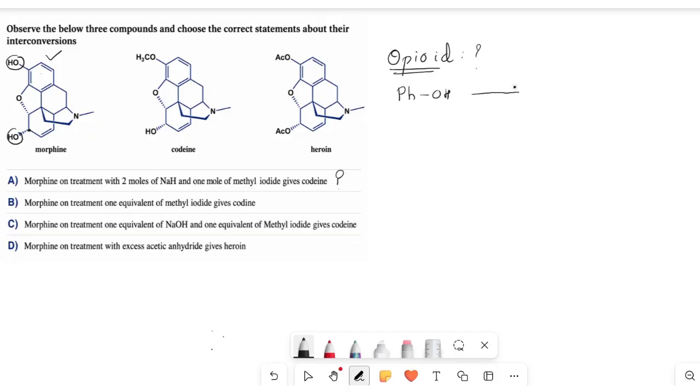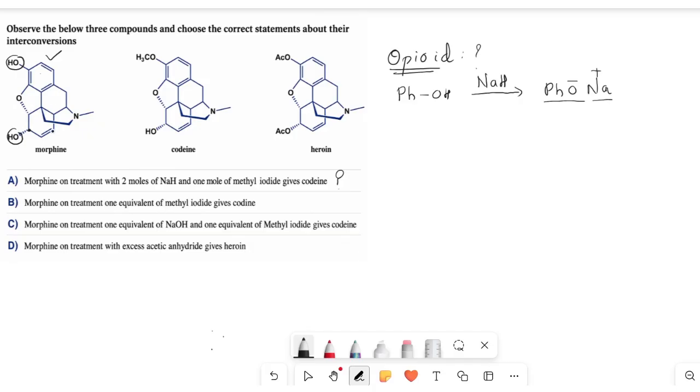Now, when this is treated with sodium hydride, what happens? Sodium hydride is a strong base. We know that phenol is also considerably acidic, compared with an alcohol, right? So it will react with the sodium hydride and form a sodium phenoxide. The byproduct will be hydrogen gas, okay? So this is the sodium phenoxide you get.